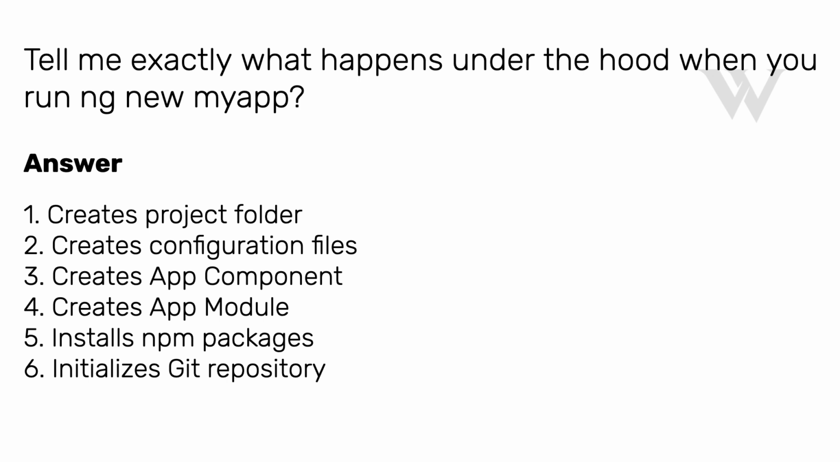Third and fourth, it builds the actual core blueprint of your application by creating the root app component and the root app module so the app has a starting point. Fifth, it automatically runs an environment installation, usually npm install, to download all the required Node modules and dependencies. And finally, it initializes a local Git repository and creates a .gitignore file, making your project instantly ready for version control.